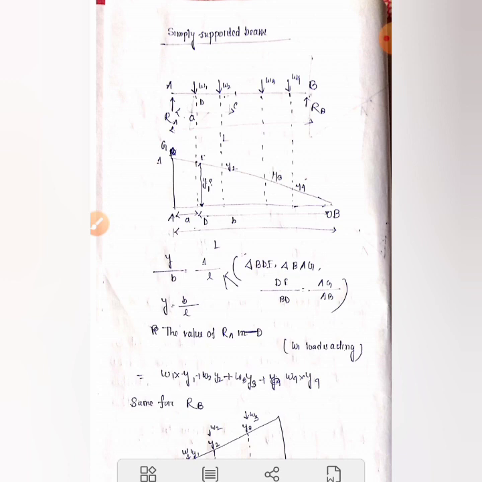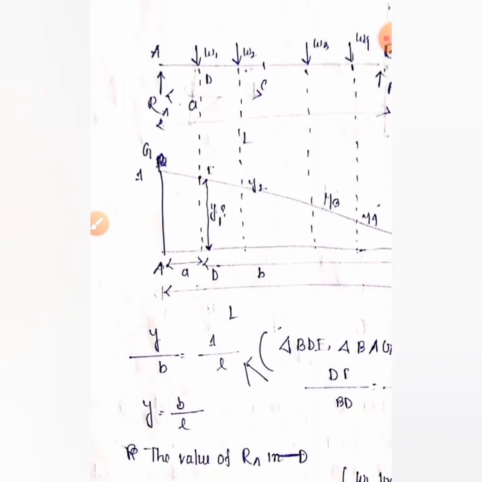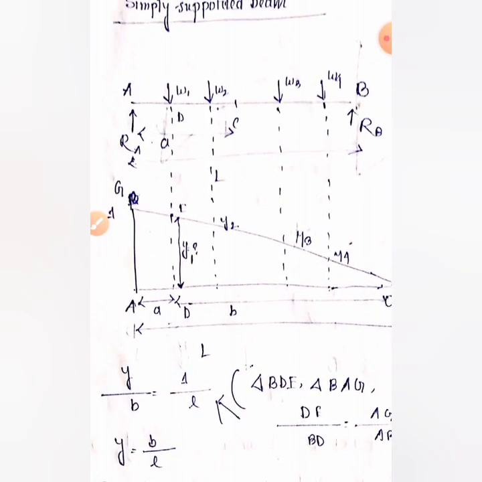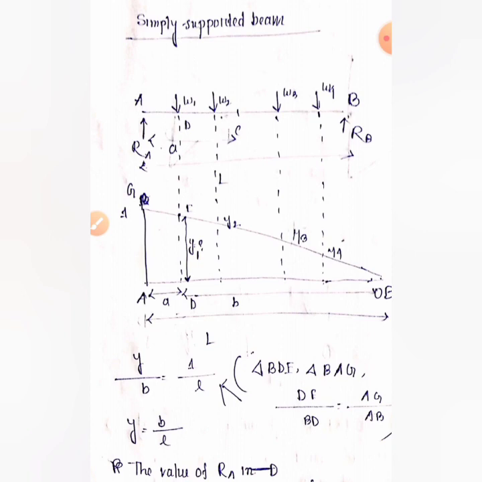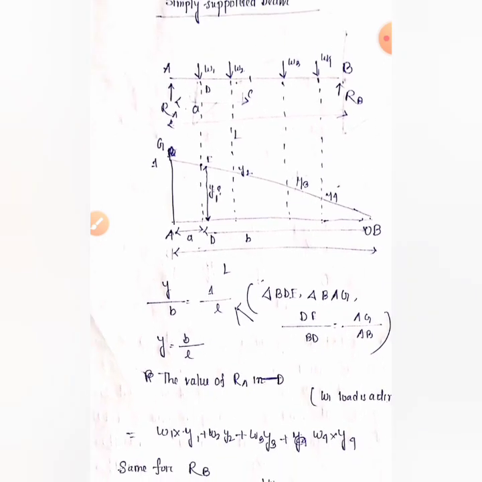So now let's start it. First, suppose AB is a simply supported beam. RA and RB are the reaction forces, and W1, W2, W3, etc. are the loads. So we'll learn here how to find the reaction force, how to find the shear force, and the bending moment using the ILD.